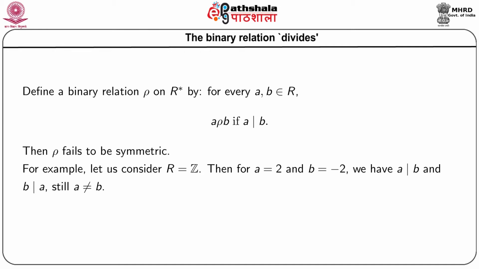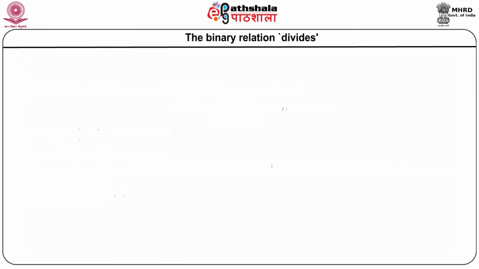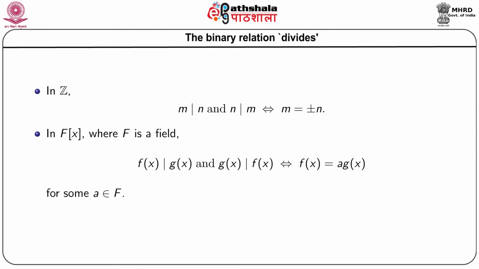For example, consider R equal to Z and two integers 2 and minus 2. Then both 2 divides minus 2 and minus 2 divides 2, still they are not equal. Now in Z we see that m divides n and n divides m if and only if m is equal to either n or minus n.